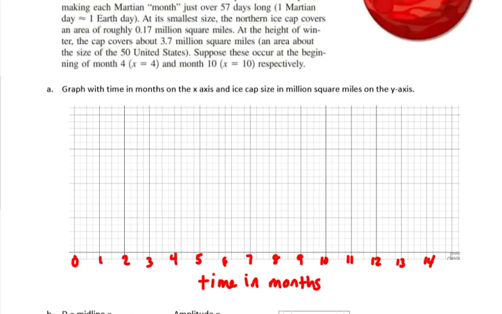All right, on the side it's going to be a little trickier. We need to put ice cap size in million square miles, and the biggest it can be is 3.7. So we're going to top it off at 4. So this is going to be 1, 2, 3, 4 on this line right here, and this is ice cap size in millions of square miles.